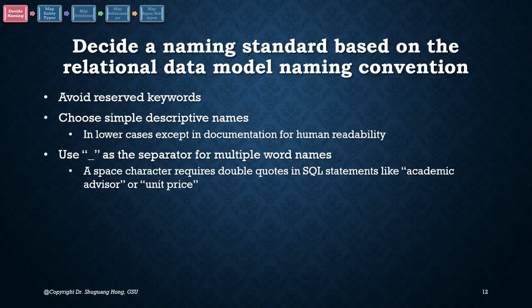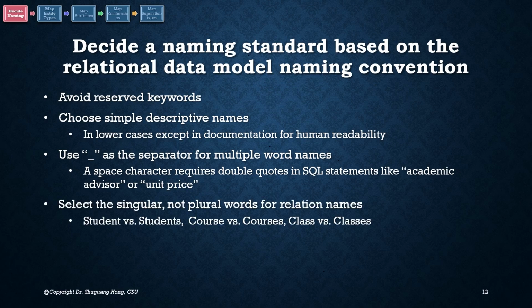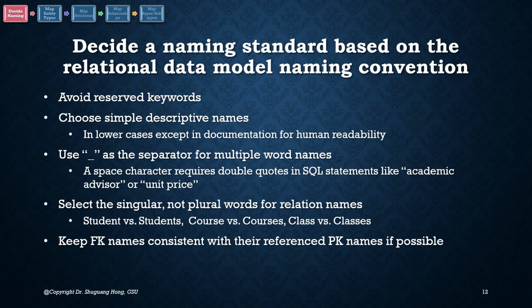Avoid the space character because a space character requires being enclosed by double quotes in SQL statements, like academic advisor or unit price. Select singular, not plural words for relation names, such as student versus students, course versus courses, class versus classes. Keep foreign key names consistent with their referenced primary key names if possible. Establish a naming standard and enforce it.